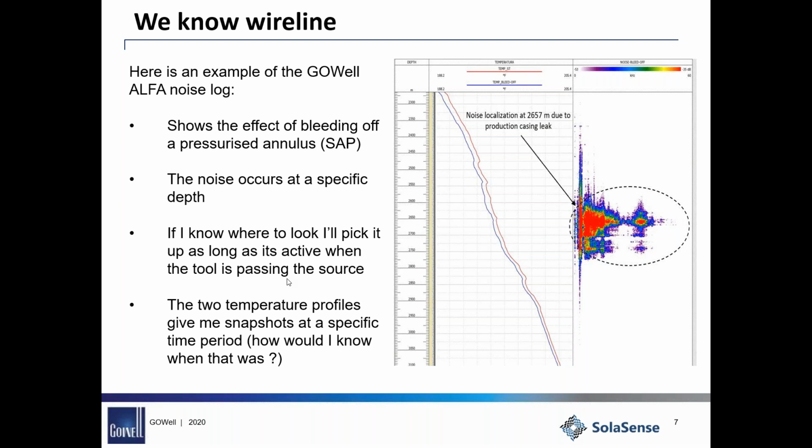The tool temperature, the two temperature profiles, they give me a snapshot at a specific time period. And so this is a shut-in pass and a bleed-off pass where I've run a log over the entire interval, and I'm picking up difference in temperature between the shut-in and the bleed-off. But those are just two snapshots, and I don't know if there's a general increase or decreasing trend, or how quickly that occurred, or any details. It's just purely a snapshot.